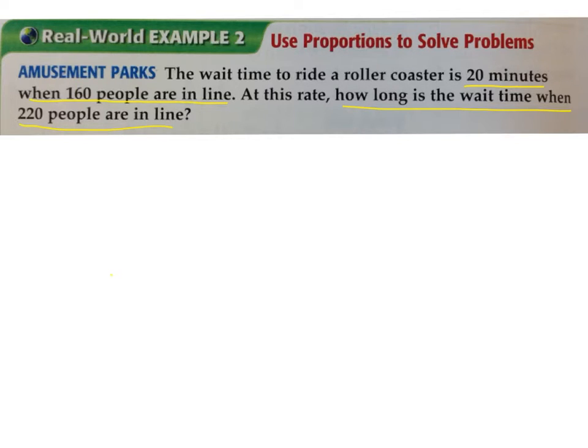In this problem here, it says the wait time to ride a roller coaster is 20 minutes when 160 people are in line. At this rate, how long is the wait time when 220 people are in line? So I've underlined what I need and what I'm looking for. So now I'm going to make this into a proportion problem. So I wrote down my first part here. I know it takes, with 160 people, 20 minutes. So now I'm looking to see what's the wait time for 220 people.